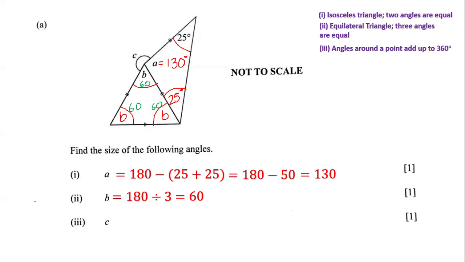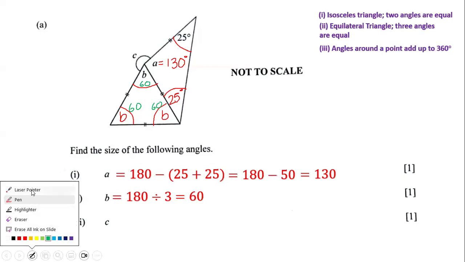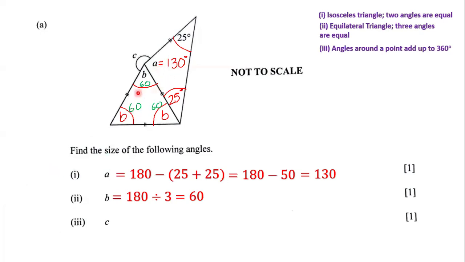So what do we know so far? We know that angle A is 130 degrees, and we know that angle B is 60 degrees. What is the size of angle C? We need to figure out this size, angle C. Notice that we have this point right here in the middle, and we know that angles around a point add up to 360 degrees.